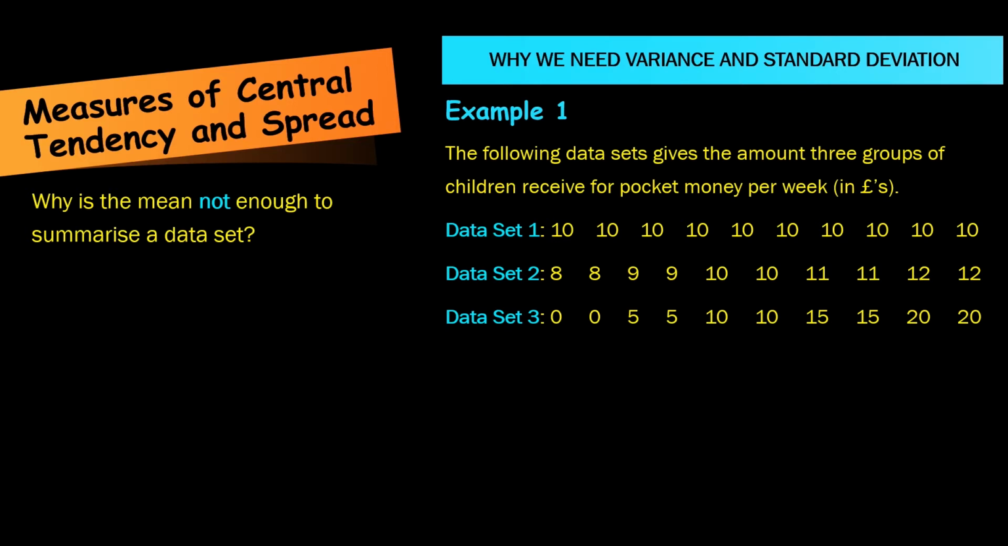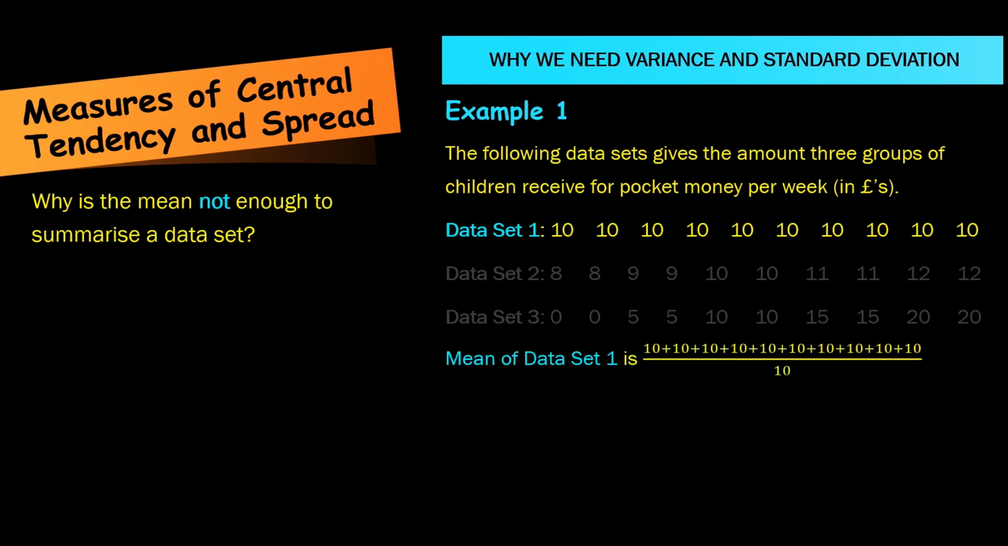The following data sets on your screen give the amount 3 groups of children receive for pocket money per week in pounds. We have dataset 1, which is all tens, dataset 2, which is an assortment of 8s, 9s, 10s, 11s and 12s, and dataset 3, which is an assortment of 0s, 5s, 10s, 15s and 20s. Let's take a look at dataset 1.